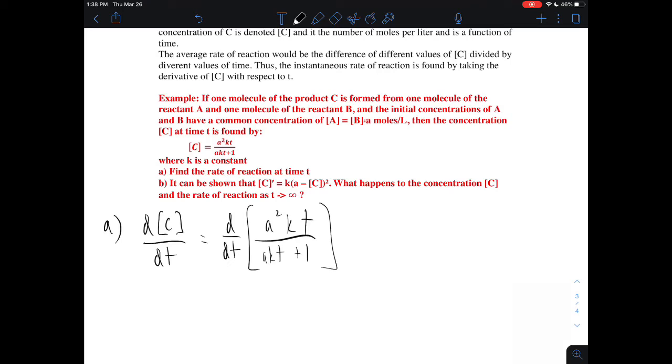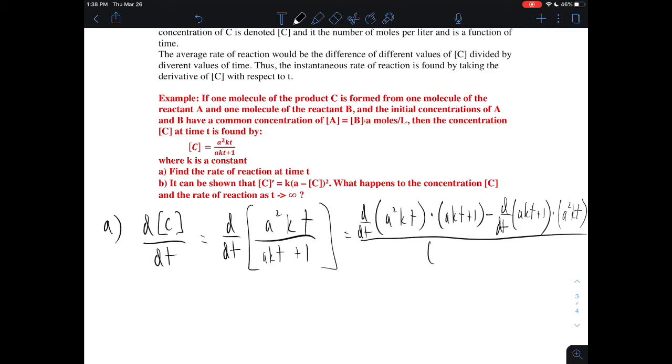So here we're going to have to use the quotient rule. So we have the derivative with respect to t of the numerator times the denominator, and then minus the derivative with respect to t of the denominator, and then times the numerator. And this is all going to be over the denominator squared.